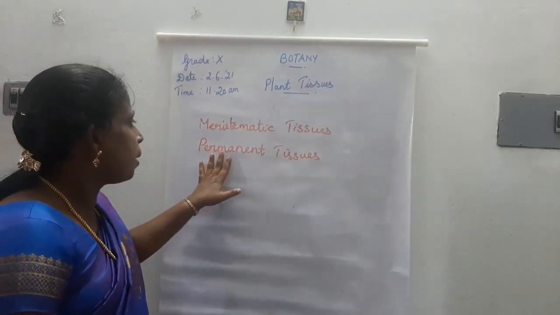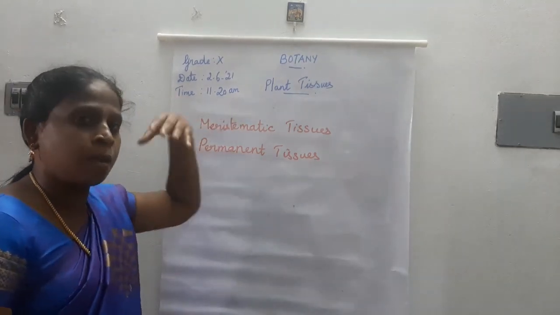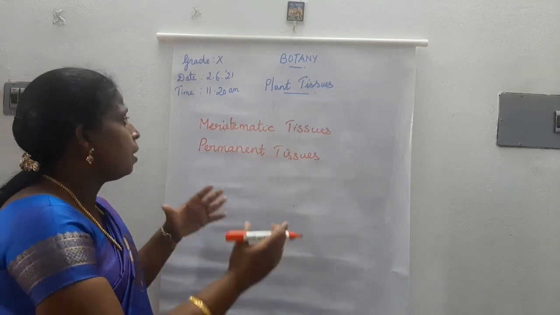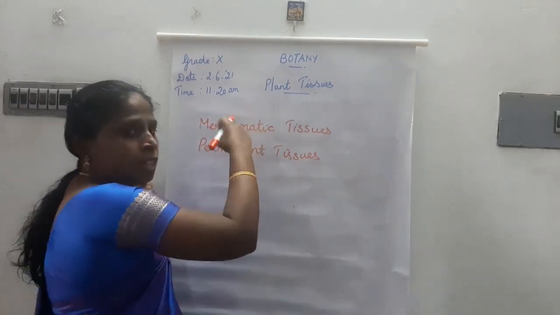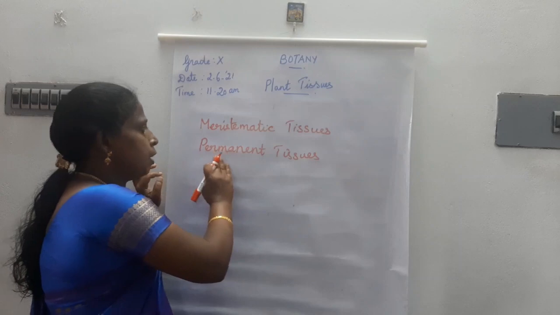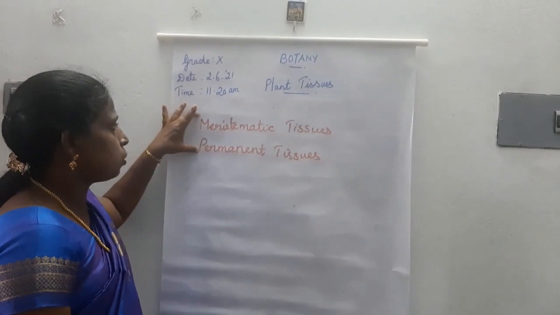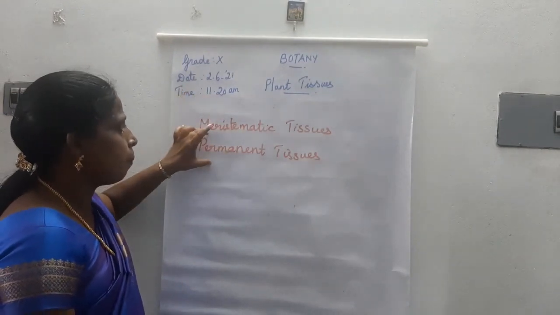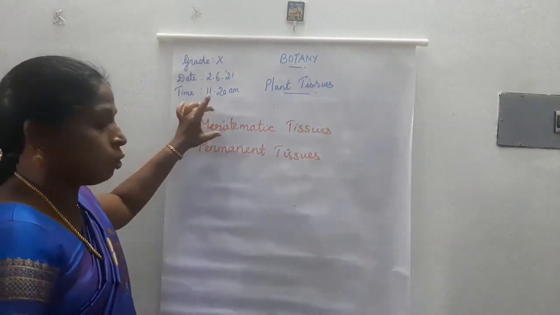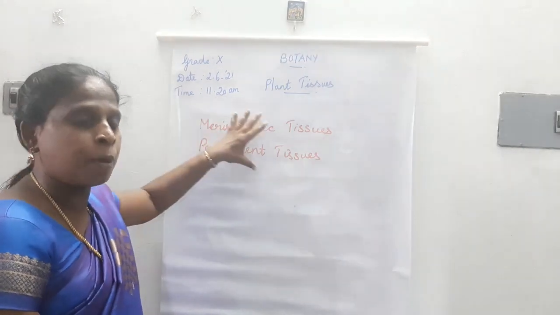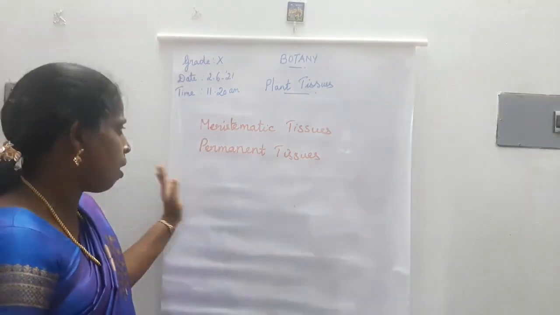Next one is permanent tissues. What are permanent tissues? After some time, these meristematic tissues stop dividing. The cells become mature. Those tissues are called permanent tissues. So the basic tissues are meristematic tissues and permanent tissues. The meristematic tissues consist of young, immature cells and are capable of division. Permanent tissues consist of mature cells and are not capable of division.